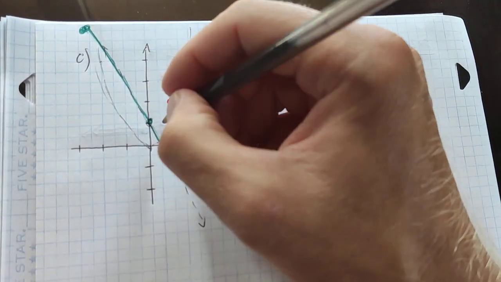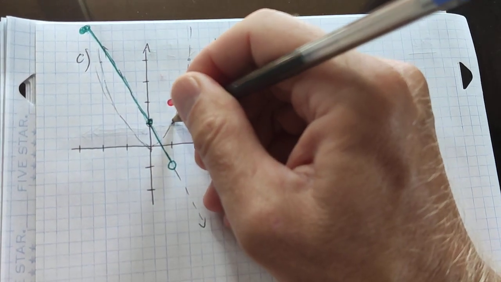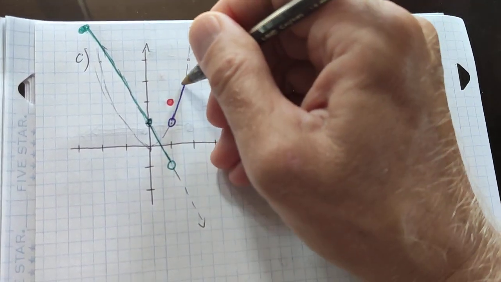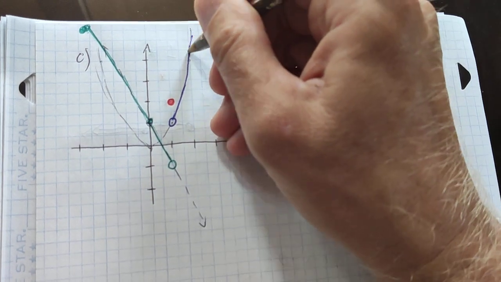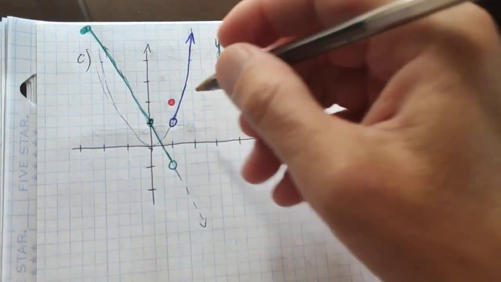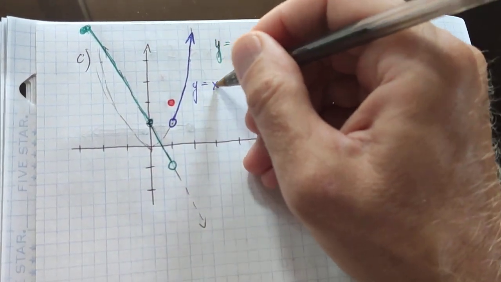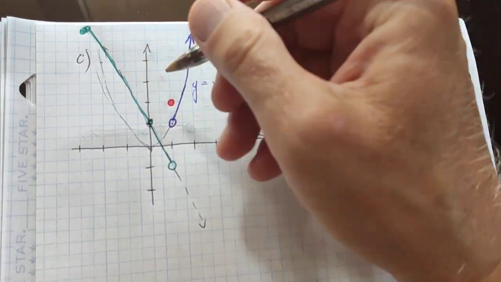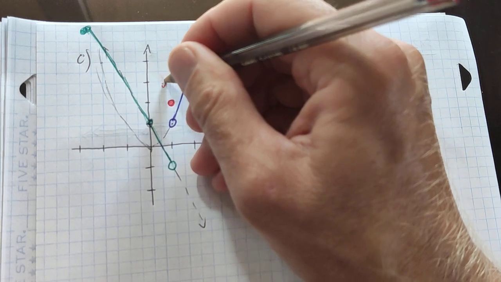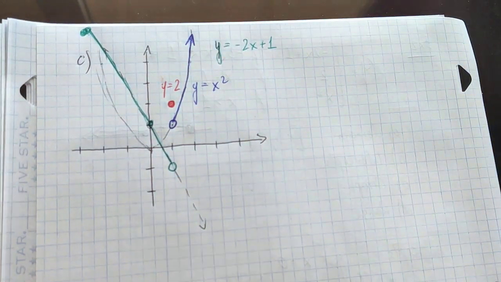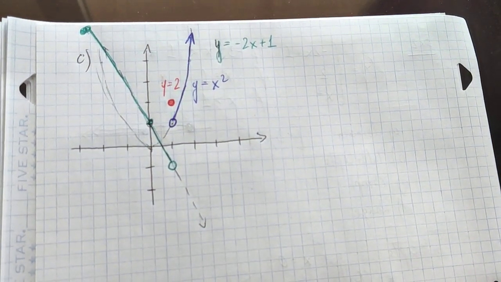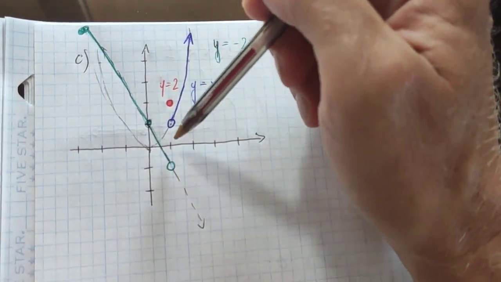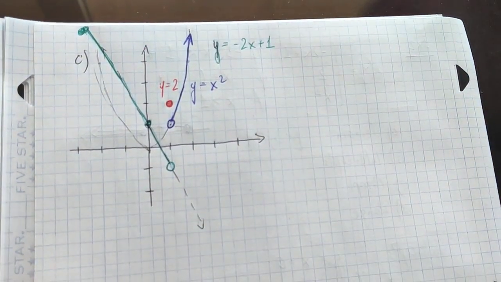Okay, so we start right there, make an open circle, and the function keeps going up and to the right. So this one is y equals x squared. And this one is y equals 2, but only for x equals 1, right? So that's the function. So only the colored parts matter.